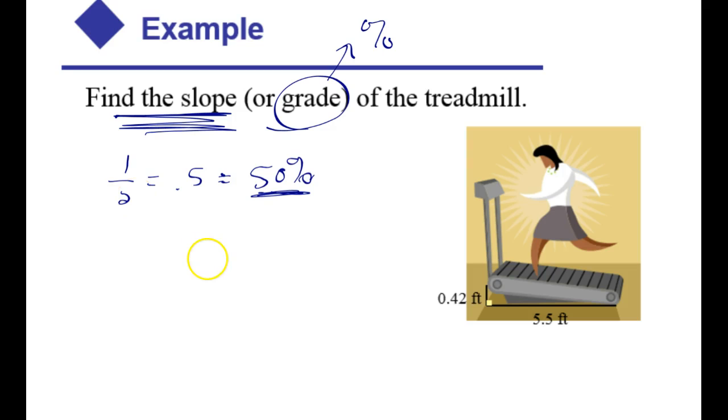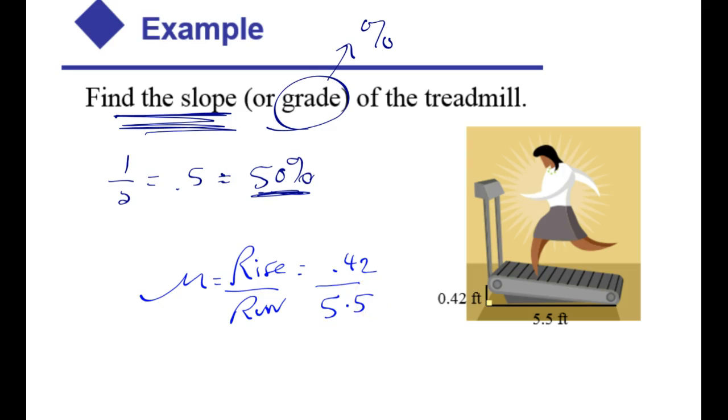So here, the slope is, again, rise over run. So the rise here would be 0.42. The run would be 5.5. You may want to ask yourself, is this positive slope or negative slope? And again, it kind of looks like it's a negative slope because it's declining. Or you could say, well, it's a positive grade because she's going up.